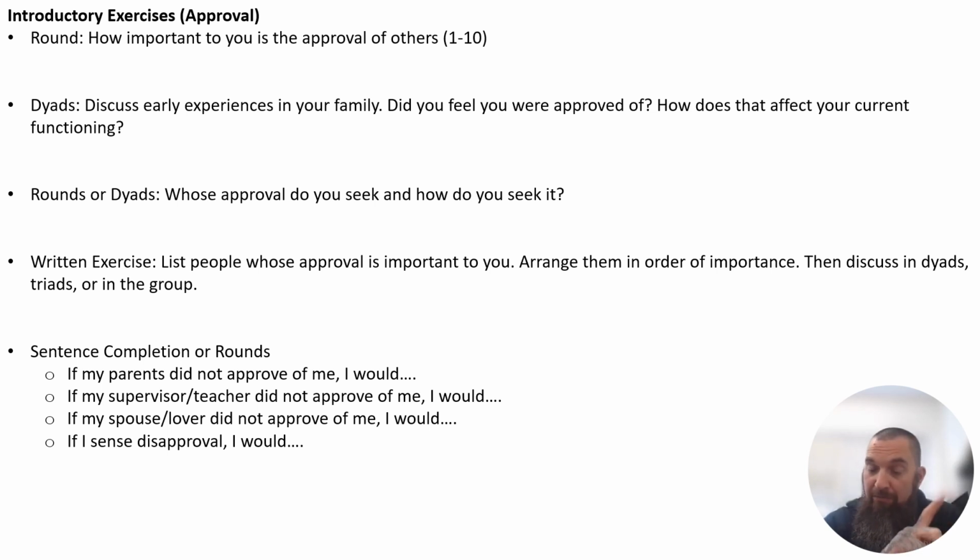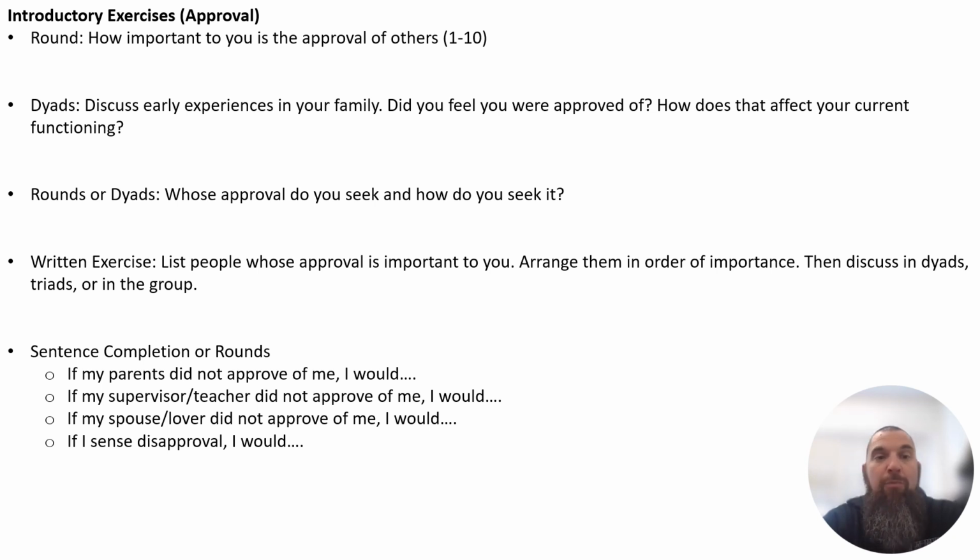We're not talking about a 10 scheduled group, okay? We're not talking about the first and the second group. We're talking about those middle stages now. When we start chipping away and really attacking the things we're there for, we need to ease our way into that topic. So introductory exercises: rounds, dyads, triads. Again, those are the most important exercises or techniques you're going to use within your groups.